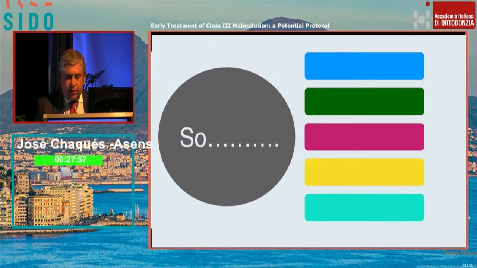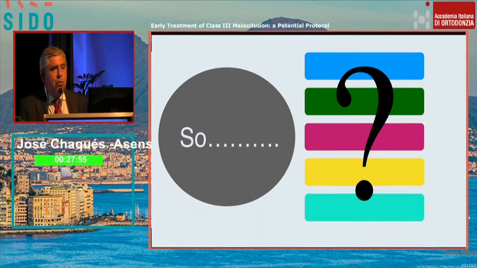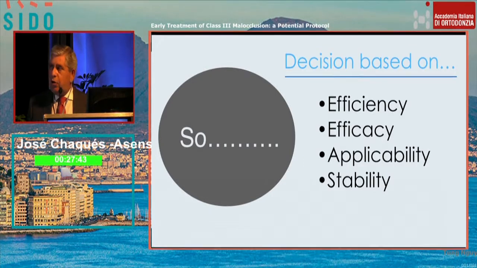So the first question is, what to do with our next patient? How are we going to treat our next patient? And not only what are we going to do, but why? In other words, what do we make our decision on? Certainly there are different parameters. I have decided to choose efficiency, efficacy, applicability, and stability.